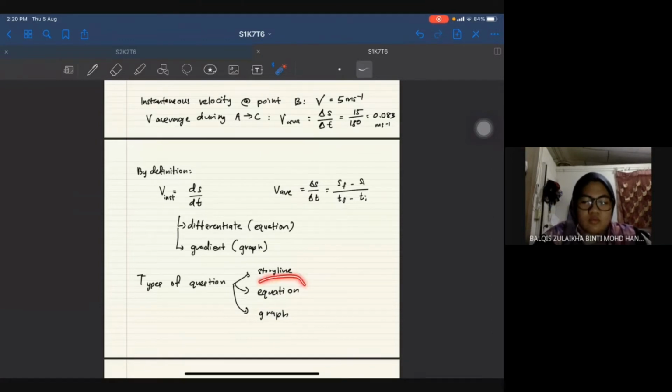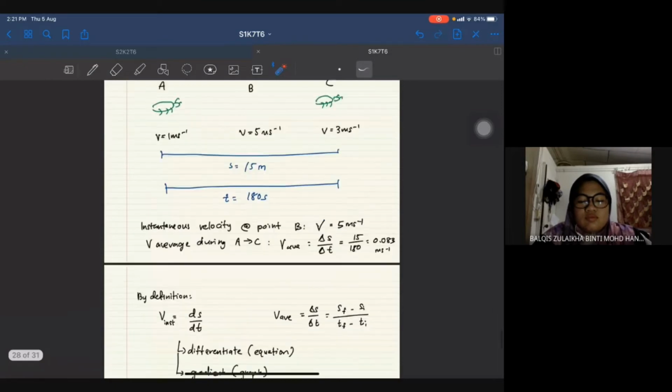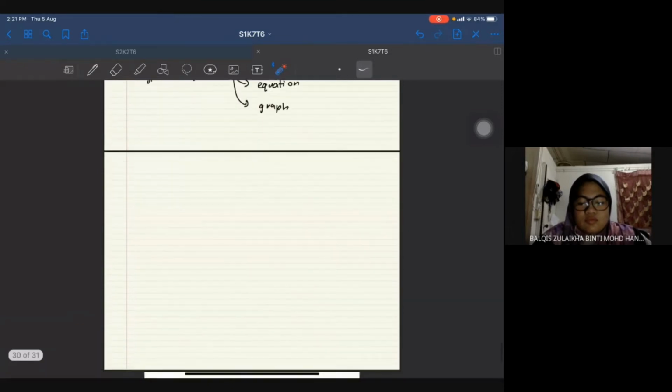Later, we will see about the equation. And then if there is time we go into graphs. I don't think so, but maybe there is time, maybe not. I'm not sure. Okay, never mind, we just do velocity. Let's do the easy ones first.